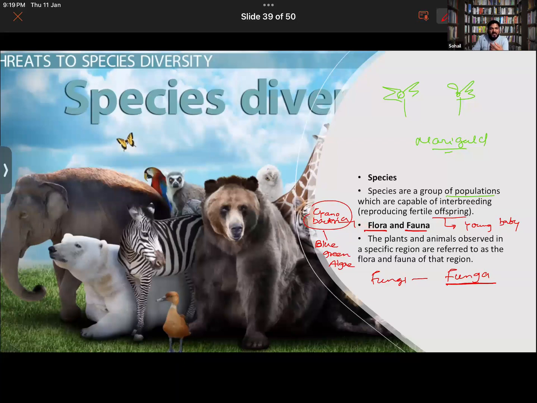Sometimes there are some bacteria also that we count in the category of flora. But in general, all the plants are counted in it. So do remember this thing. Any confusion in this, please do let me know.